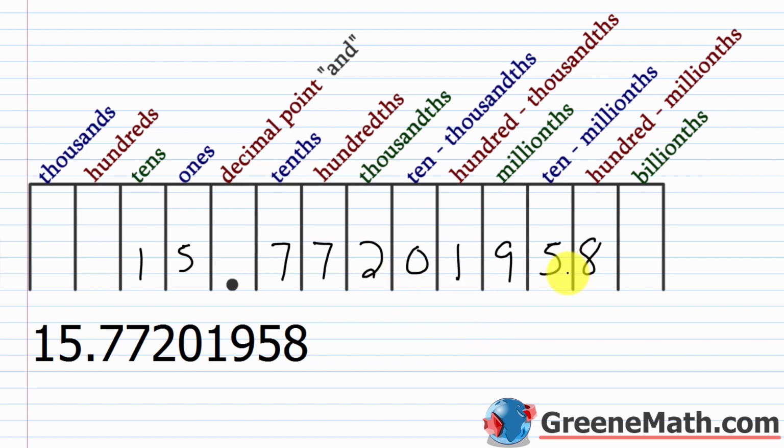And of course, we want to label the parts of the number. I don't even know if I can fit this on the screen, but I'm going to try my best. So the 1 is in the tens place. The 5 is in the ones. The 7 is in the tenths. This 7 up here is in the hundredths. Then we have a 2 that's going to be in the thousandths.